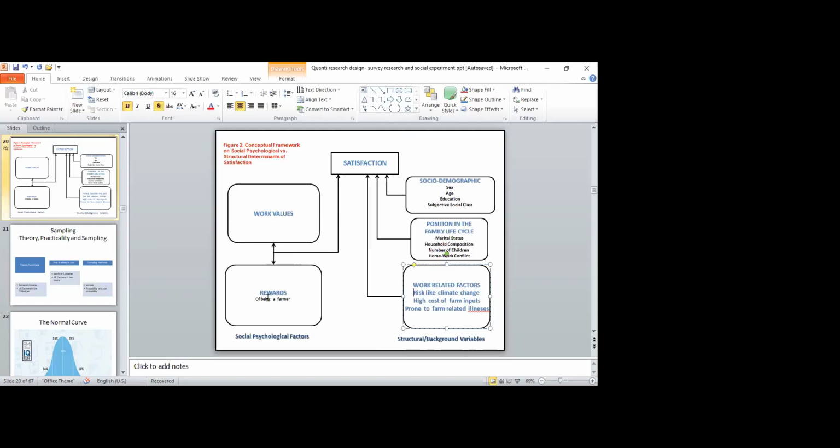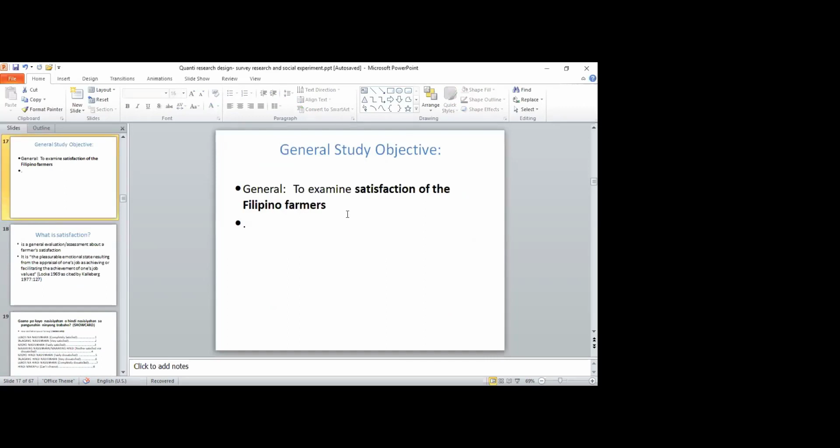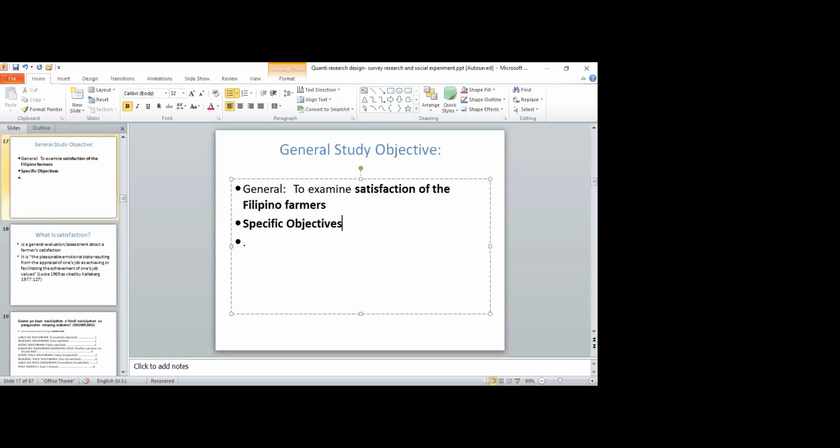Because satisfaction is social psychological, what are the social psychological factors affecting satisfaction of farmers? What are the structural background variables affecting the satisfaction of the farmers? So if you're going back to this one, we are going to add more specific objectives. So what are the specific objectives that we can add? I want it to be interactive. So what is the specific objective?